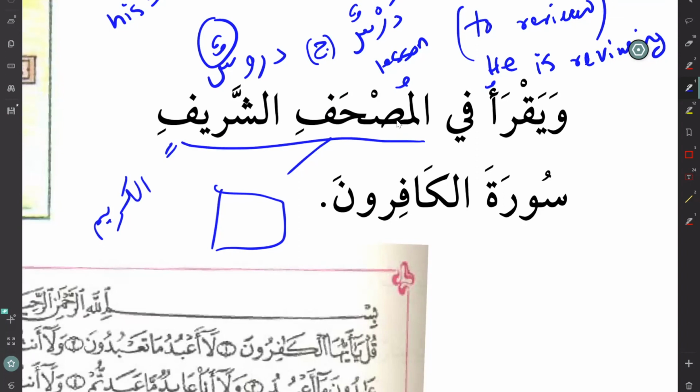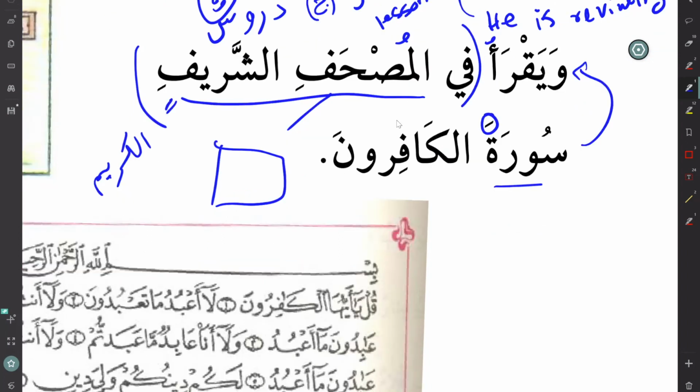What is he reading in the Quran? Surat al-Kafirun. And surah has a fatha because why? It is the object of this verb yaqra'u. So he is reading what? He's reading Surat al-Kafirun. He's reading the Surah Kafirun.